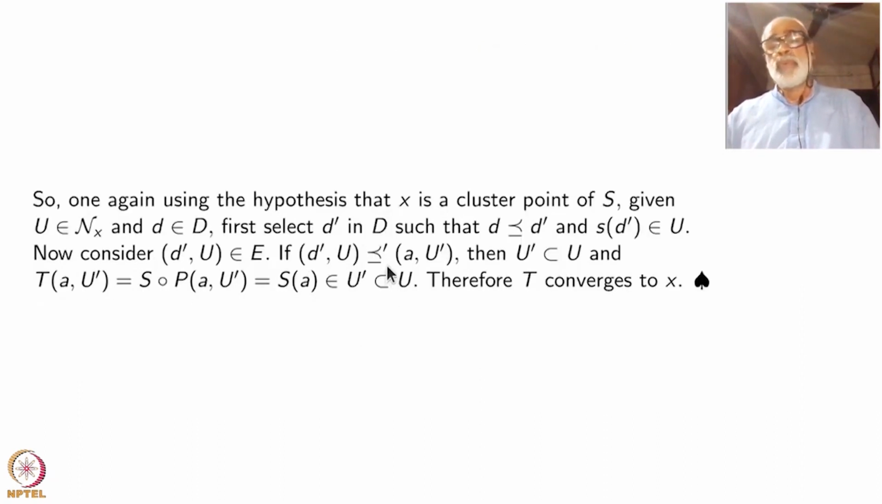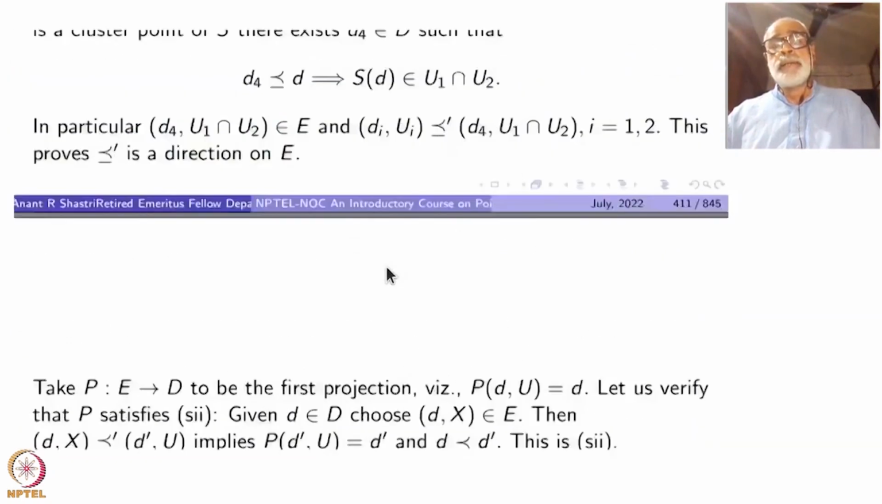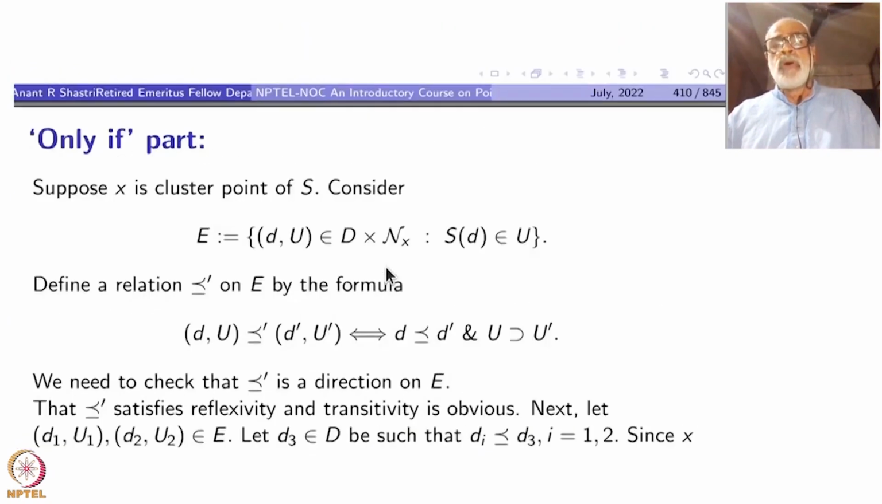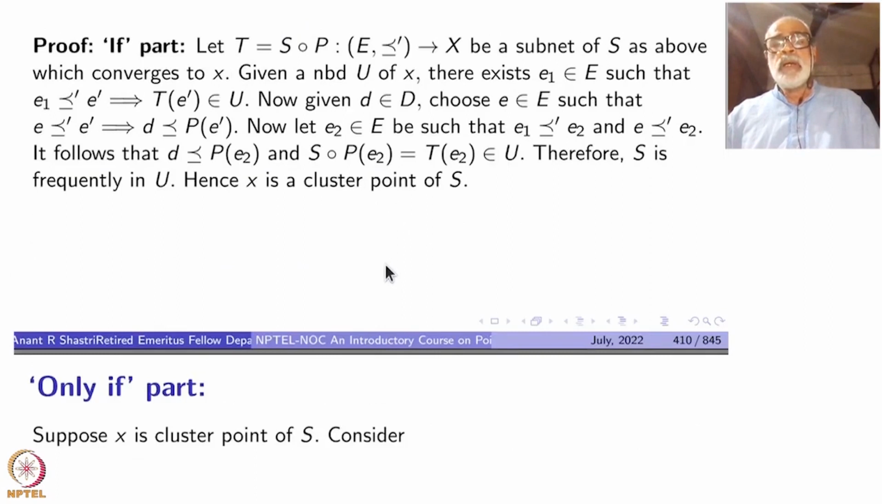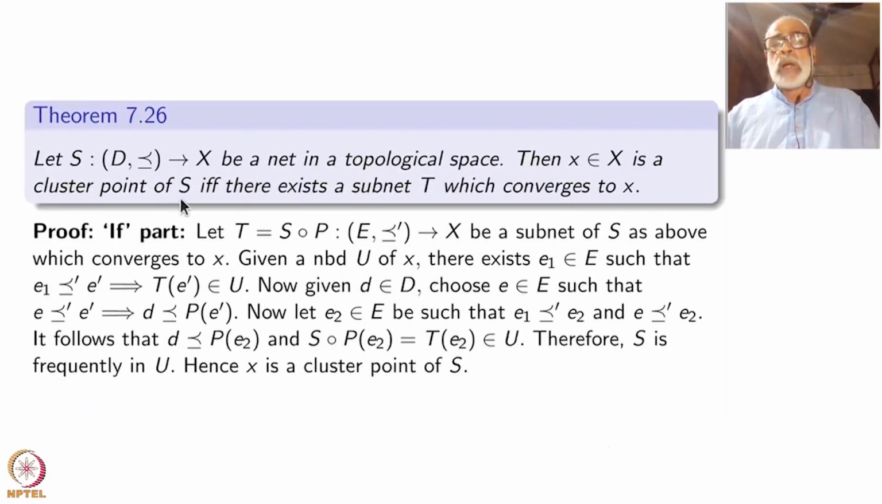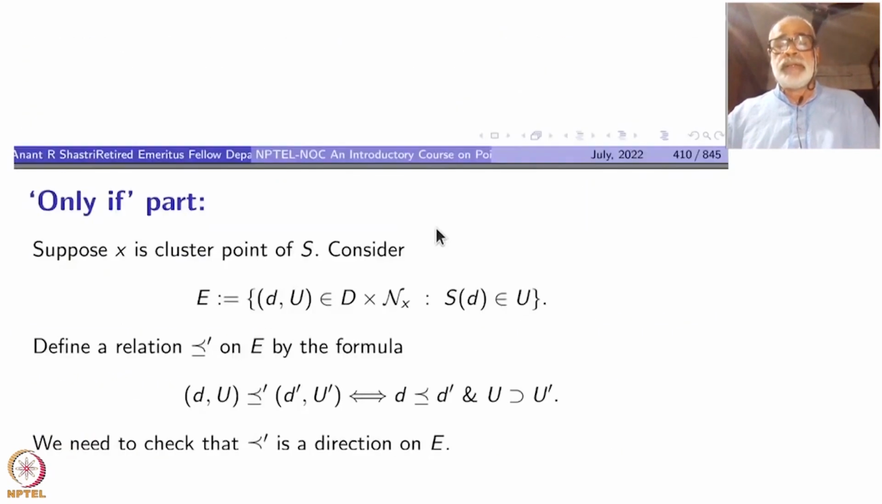So thus we have proved what? We have proved the criterion for a net to have a cluster point: a subnet must converge. Okay, so that is the criterion.